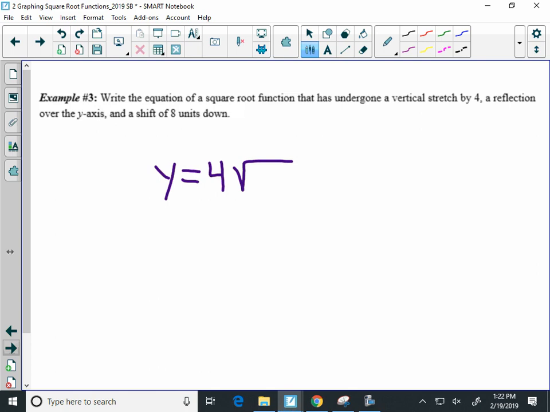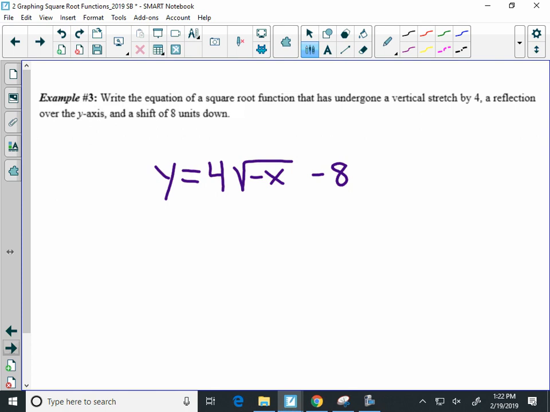How do I reflect over the y-axis? Negative under the radical, so a negative x. And then shifting 8 units down would be -8. Make sure the -8 is not under your square root. Okay? Okay, starting to come back a little bit.